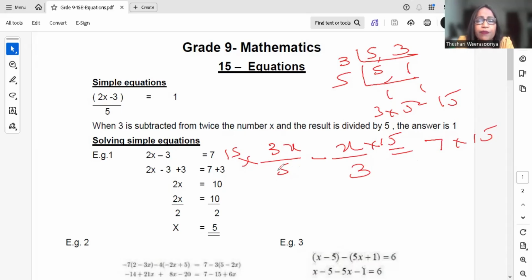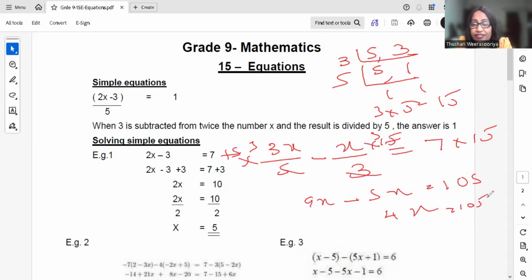Now we can simplify 5 times 3. 3 times 3, 9x. Minus 3 times 5, 5x. 7 times 5 into 15, 7 into 15, 105. There we got a huge equation and I simplified it into a small version. See, that way is very easy.